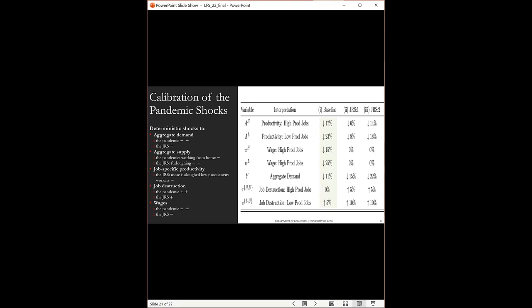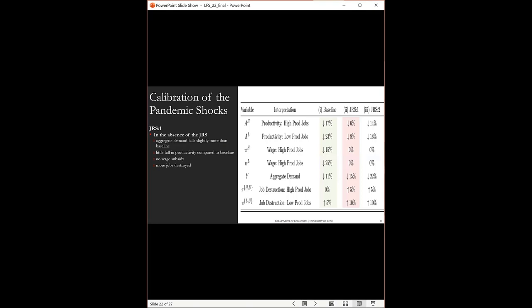Now, how to measure the impact of the job retention scheme. In order to measure the impact of the job retention scheme, we tried to imagine a scenario where the job retention scheme did not exist and compare that to the baseline. So we actually tried four different scenarios, but for the sake of time, I'm just going to present two scenarios.